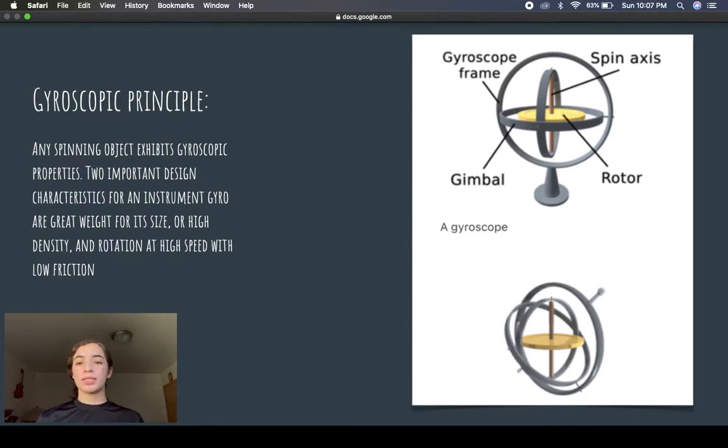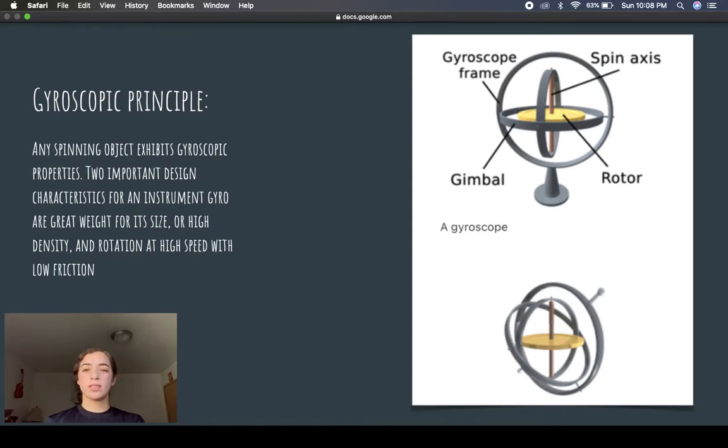Any spinning object is considered to have gyro properties, and one example can be when a wheel and a rotor are set together to exercise these properties. They're called gyro instruments. Some of the most important characteristics of gyro instruments are great weight for their size, or high density, and a rotation at high speed with low friction bearings.